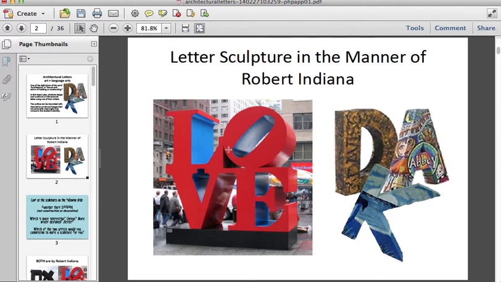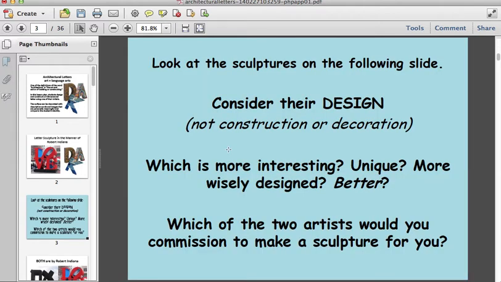As we go through this unit, especially towards the end, as we review the work that was done by other students, I want you to consider the design of their letters. Which designs are more interesting, which ones are more unique, and which ones may be better designed or more wisely designed.